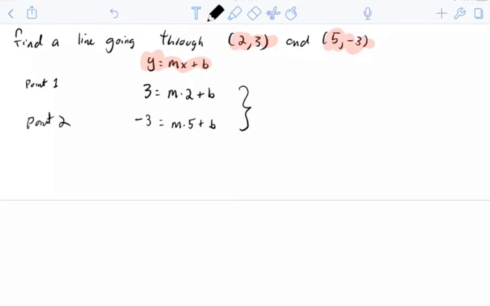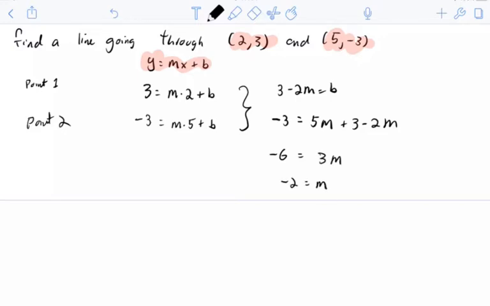So I'm going to isolate for b. So it's 3 minus 2m is equal to b, and then I'm going to substitute it back into that second equation. 5m plus 3 minus 2m. Going to rearrange. Subtract 3 from both sides. Combine them. Divide both sides by 3.